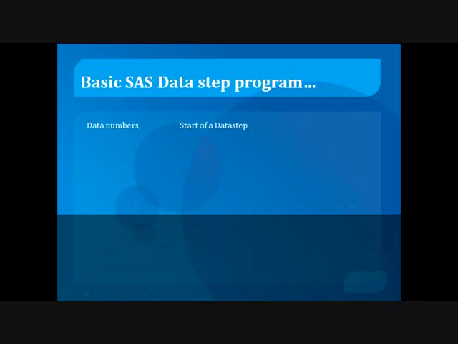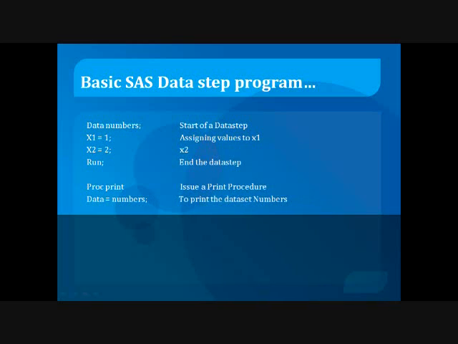Basic SAS DATA step program. Data numbers represents the start of a data step. Assigning values to x1 and x2 is represented by x1 = 1; x2 = 2;. And run refers to the end of the data step. Proc print issues a print procedure. Data = numbers prints the dataset numbers. As said earlier, run is the end of the step.